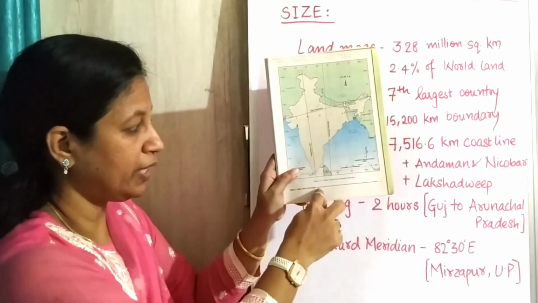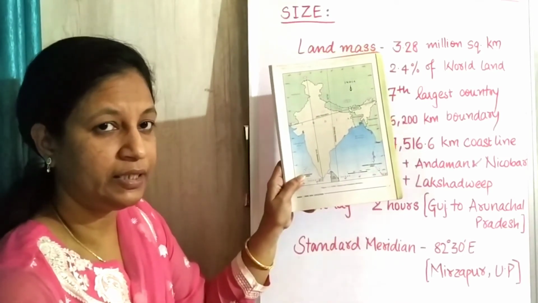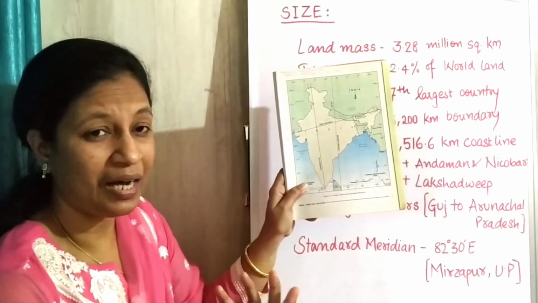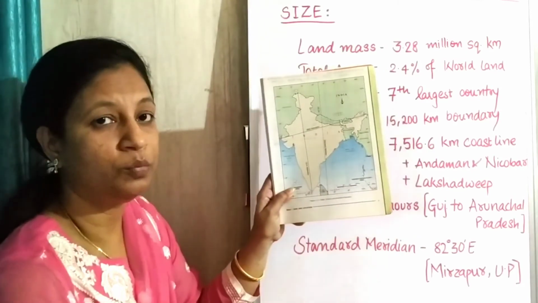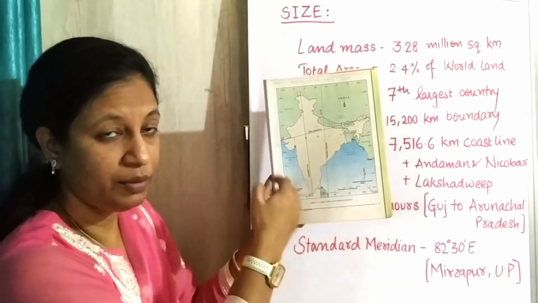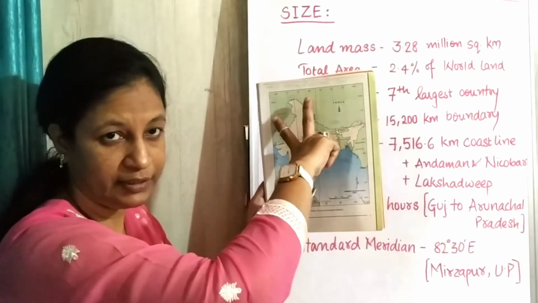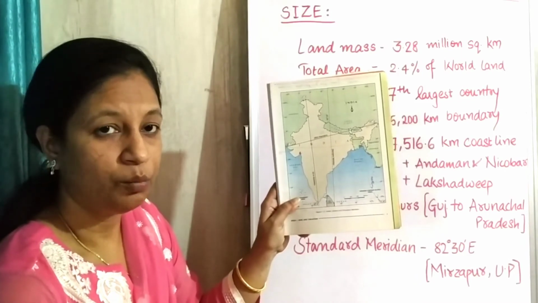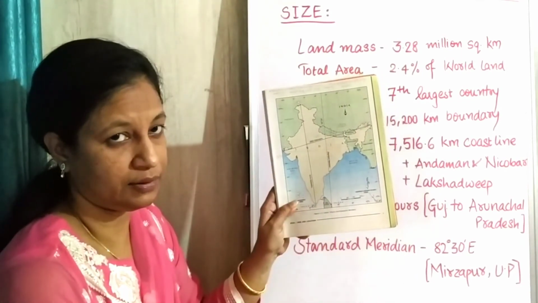We feel as if this part is longer and this part is shorter. But we have drawn the imaginary lines and found out that it is hardly 300 kilometers difference only, and both the lines are almost the same. And this part seems to be longer, but it is not longer. It is almost the same. We have the same distance from both the sides, from east to west and north to south.